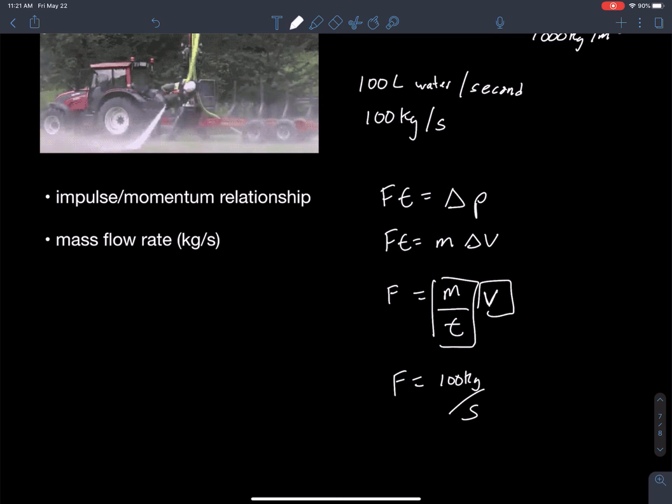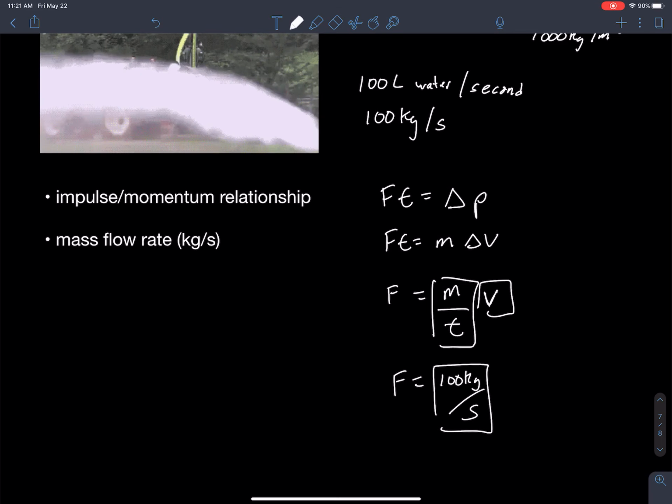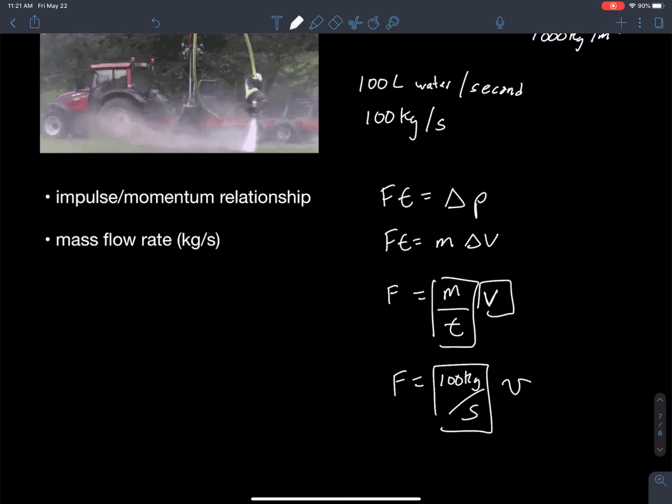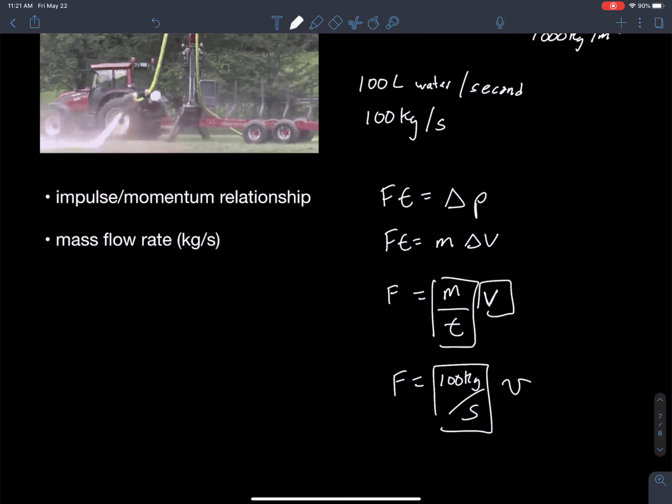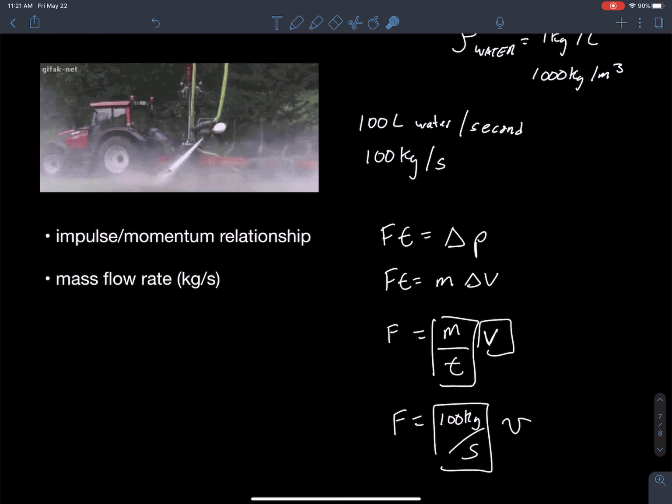We have m over t, and all we need now is the velocity of the water coming out in order to calculate the force. They would have to tell me in the problem the velocity of that water, how many meters per second it's flying, and I could set that up pretty easily. If we shot that water horizontally, you'd be able to see how far it goes. It becomes a projectile motion problem to work out the velocity. That would be a challenging problem, but usually they would tell you the velocity of the water.